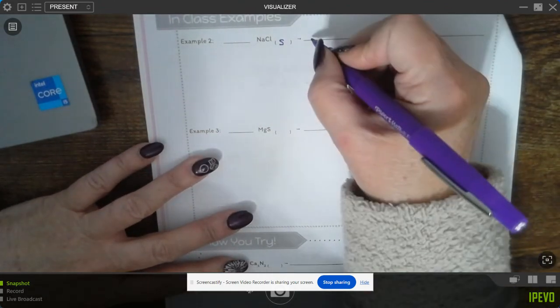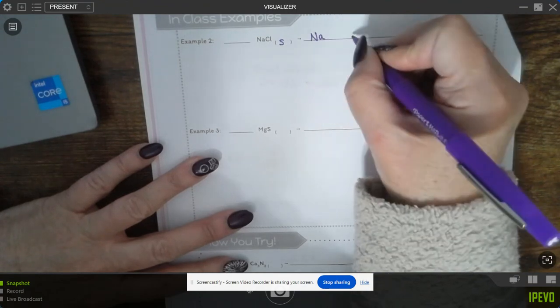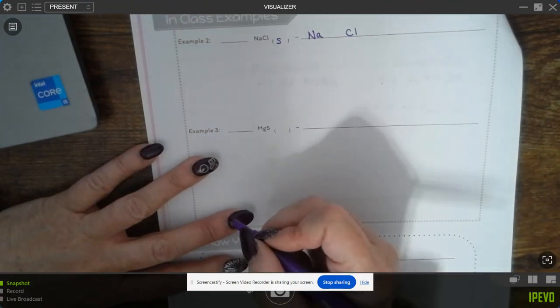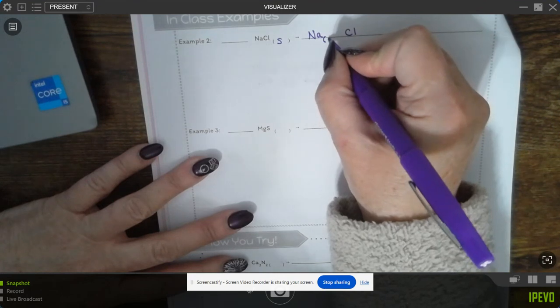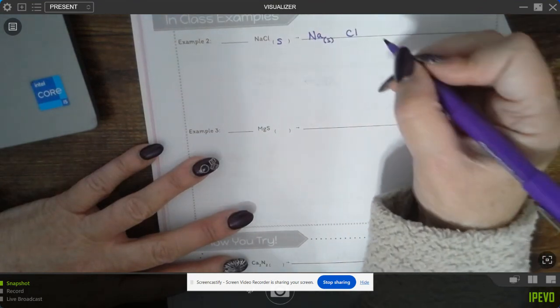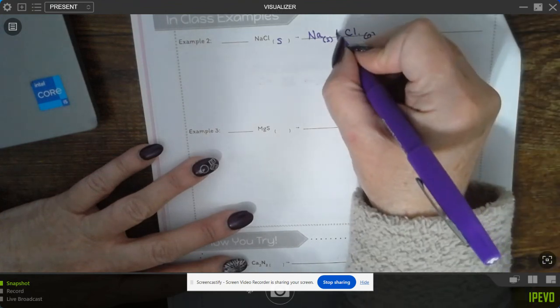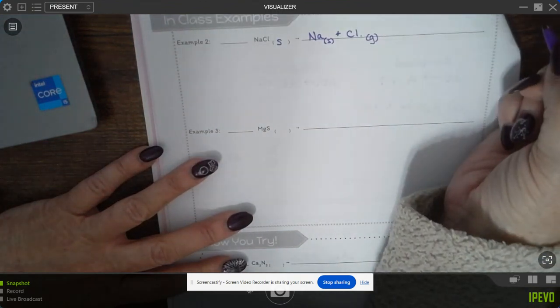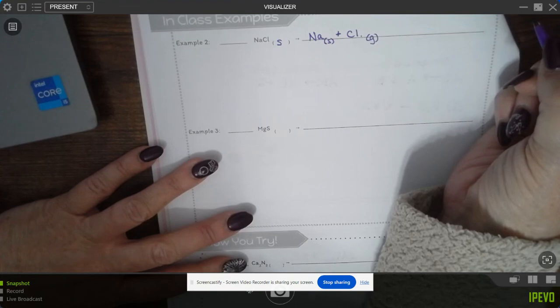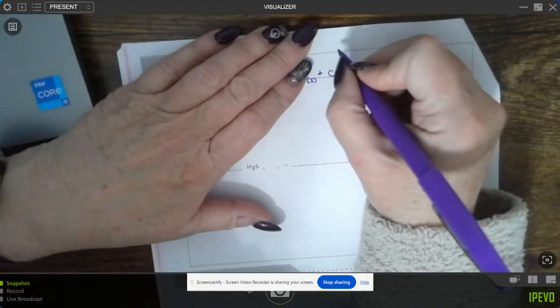It's going to break down into sodium and chlorine. Sodium is a metal, so it's a solid. Chlorine is a gas. Now, the other thing we've got to think about is whether either one of these is a diatomic element. I'm going to make my little list up here.